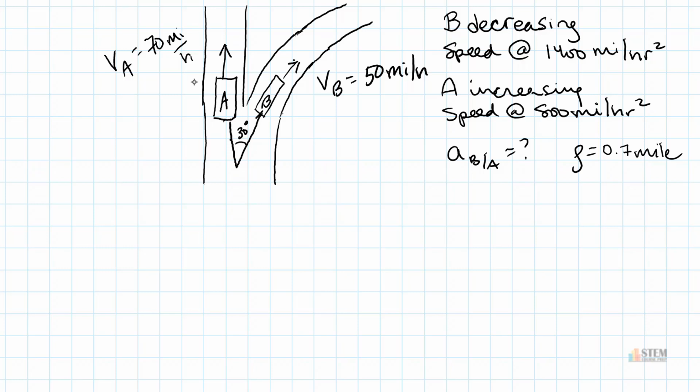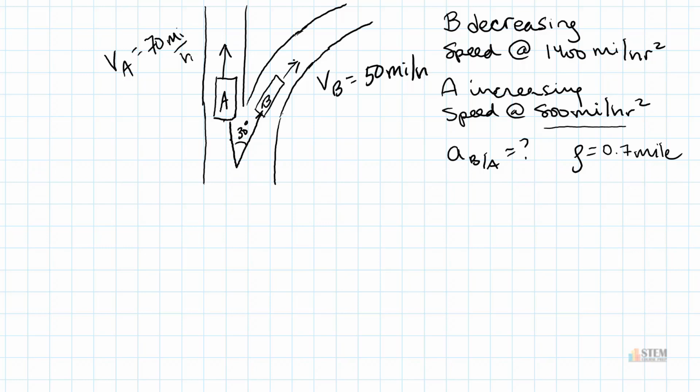Alright, and the speed of car A was 70 miles per hour. B had a speed of 50 miles per hour. And once B exits the road, there's a 30-degree angle there. Now we're also told that B is going to decrease the speed at a rate of 400 miles per hour squared, and then A is going to be increasing its speed at a rate of 800 miles per hour squared.